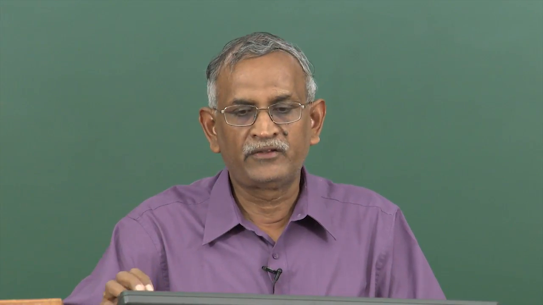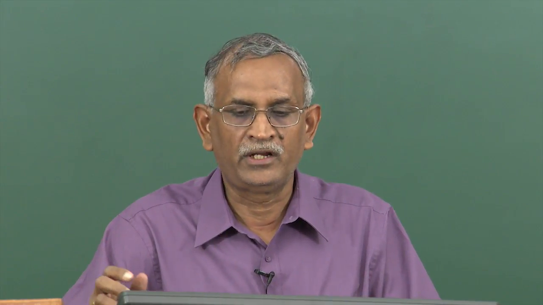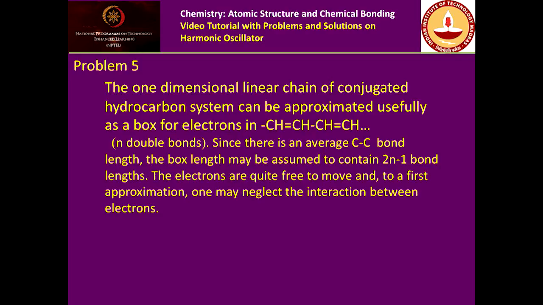This is a standard example that you find in many books on how to approximate the electronic states and also the transition between the different electronic states using the particle in a box for the specific case. So, the problem reads like this: the one dimensional linear chain of conjugated hydrocarbon system can be approximated usefully as a box for electrons in.